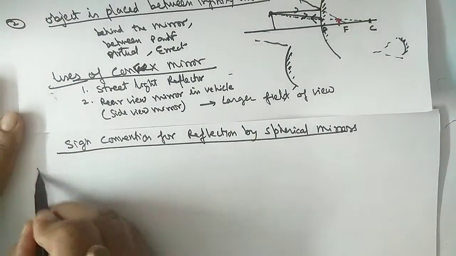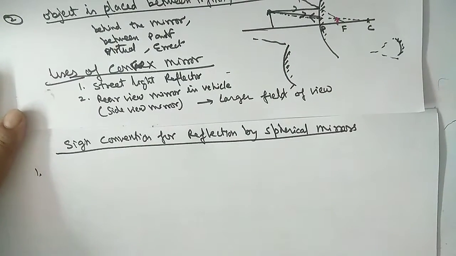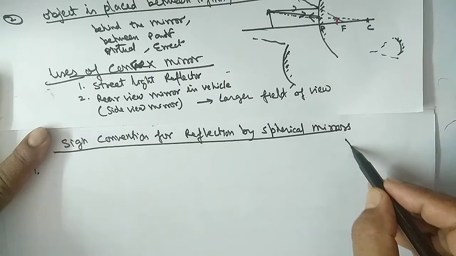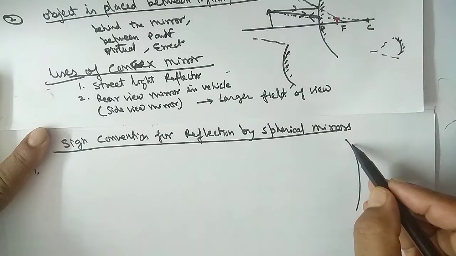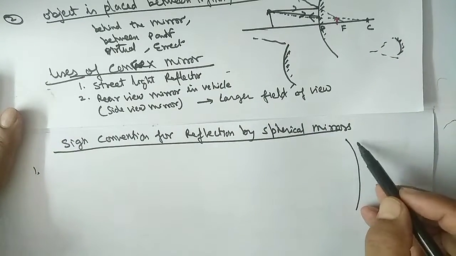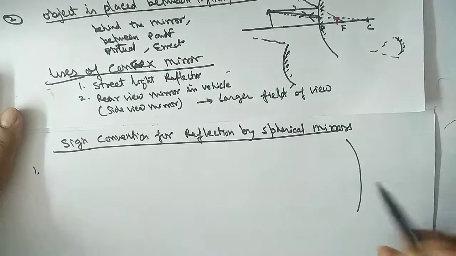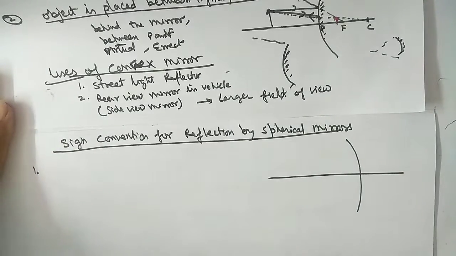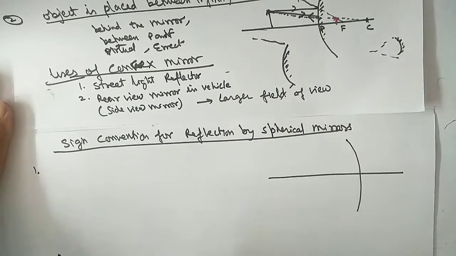See what the sign conventions are. Now, very easy to understand. I am taking a mirror. Here I am taking the concave, but you can consider any type of mirror. First rule, just try to understand clearly.